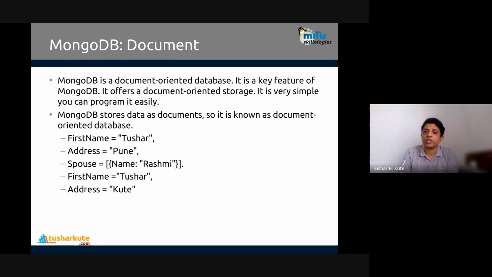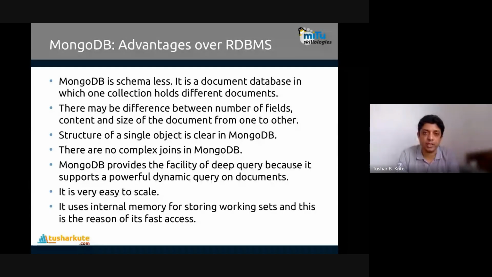It offers document storage. It's very simple, you can program it easily. You store data as documents, so it's a document-oriented database. The primary objective is to store data in JSON format, JavaScript Object Notation format, which contains key value pairs. Now, what are the advantages?